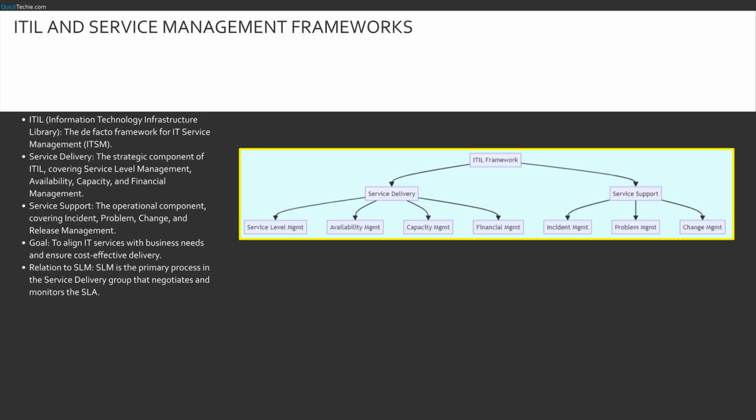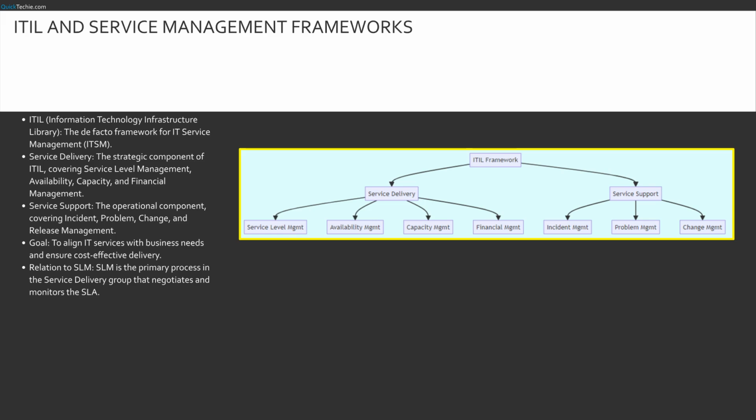To structure SLM effectively, most organizations use the ITIL framework, Information Technology Infrastructure Library. ITIL divides management into service support, day-to-day operations like the help desk, and service delivery, strategic planning. SLM falls under service delivery. It is the process that negotiates the service levels. Other service delivery processes include availability management, making sure servers are up, capacity management, making sure we have enough storage, and financial management. ITIL helps organize these disparate tasks into a cohesive system focused on customer value.